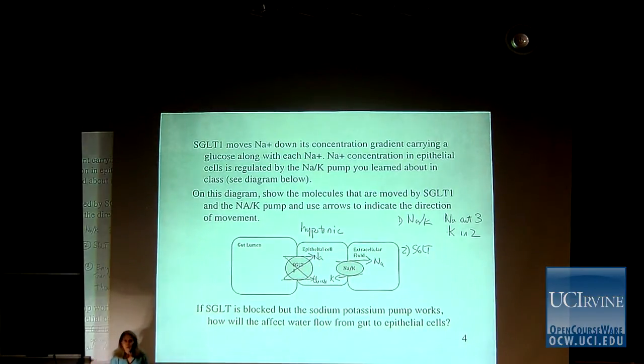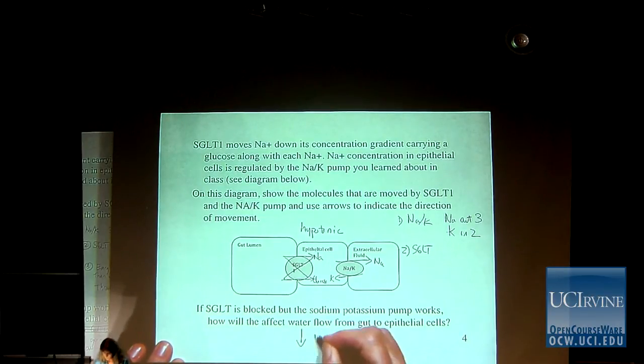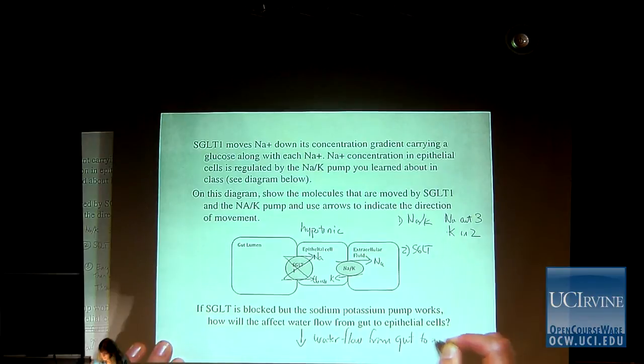And so it's hypotonic, so if you had water flow that was going from the gut to the epithelial cell, then you will reduce or maybe even reverse that water flow, right? Because you're going from a place of relatively high water concentration to low water concentration. So it will decrease water flow from gut to epithelial cells.